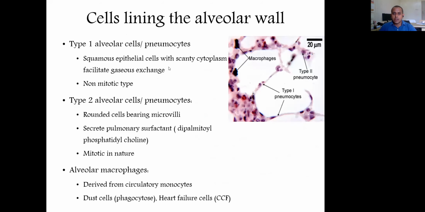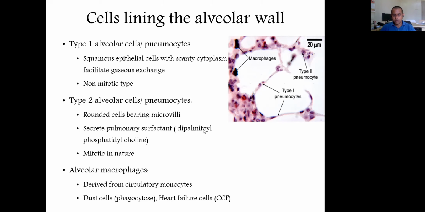So let us see the lining of the alveolar wall. Which types of cells are present? Obviously it's a squamous epithelium. These are called pneumocytes. These type 1 pneumocytes are simple squamous epithelium with scanty cytoplasm, which facilitates gas exchange. They are non-mitotic. There are other cells called type 2 pneumocytes, which are rounded and bear microvilli. They secrete the surfactant.